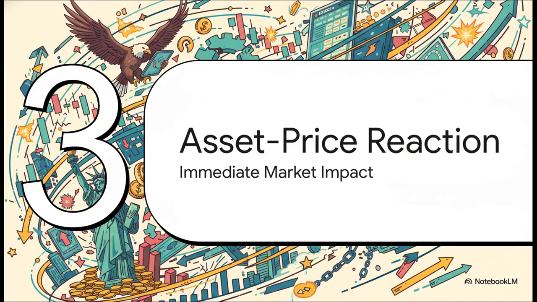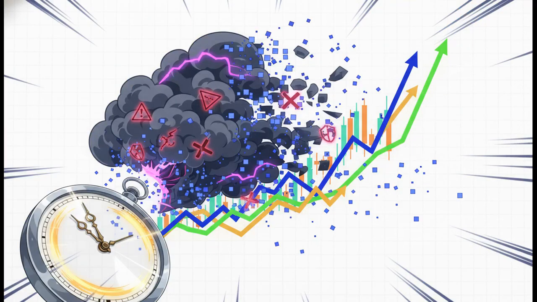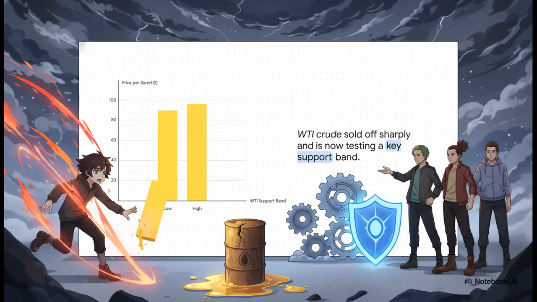That's a critical distinction. Okay, so how did all of this actually hit the markets? Let's move on to Section 3, the immediate asset price reaction. This marginal improvement in the geopolitical backdrop allowed price action to completely reprice that headline risk premium. And it happened within an extremely short liquidity window, just incredibly fast. If you look at the energy markets, WTI crude is now testing a key support band. We're talking a low of $90 and a high of $96 per barrel. That's the zone to watch.